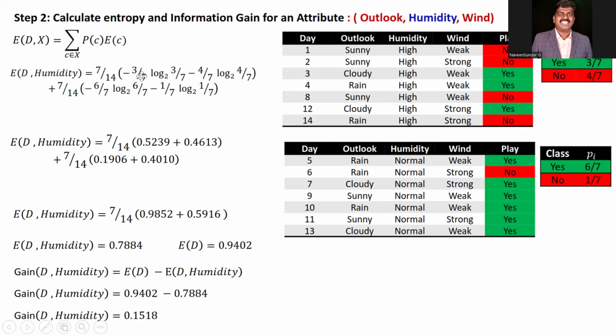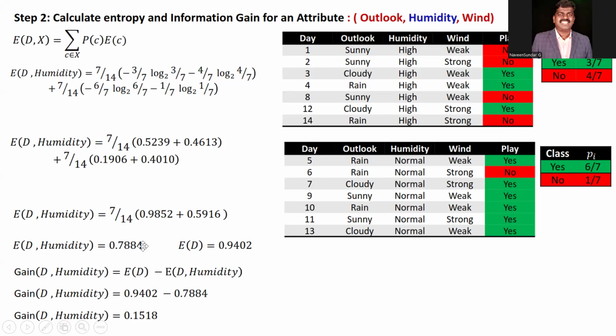Substituting the logarithmic values, I'm getting this and then I'm getting this. And then I'm getting this value for E of D comma humidity. So E of D I have already calculated as 0.9402. For the information gain, I have to calculate, I have to subtract this value from this value.